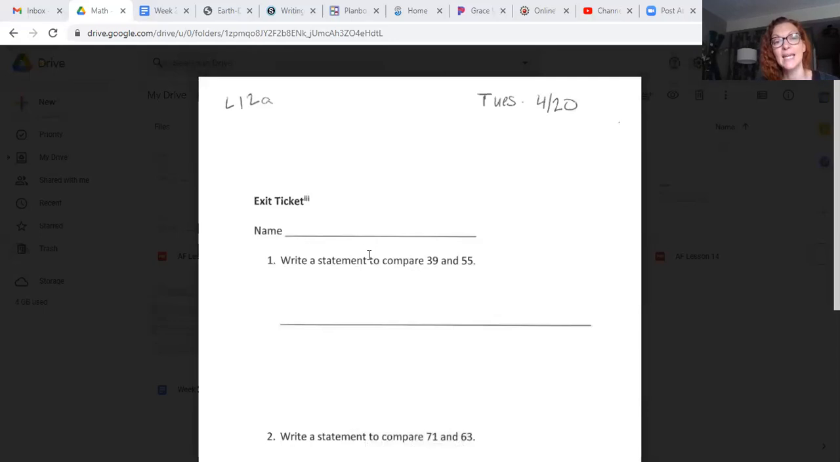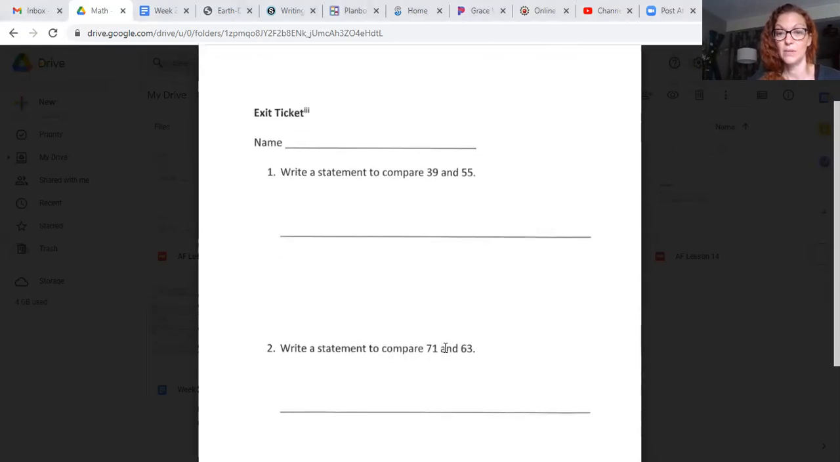Okay, so this says write a statement to compare 39 and 55. Those are the greater than, less than, or equal to statements. We are not using symbols yet. So tell your grown-ups, no symbols, I have to use my words, right? Because we're not there yet. So you have to compare 39 and 55, and then you have to compare 71 and 63. So use your words. So 39, you're going to say is greater than 55, is less than 55, or is equal to 55. Those are your 3 choices, right?